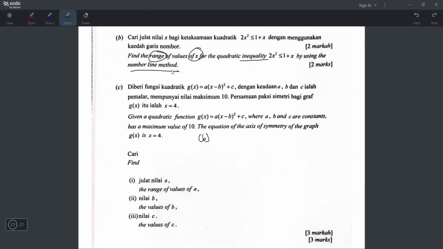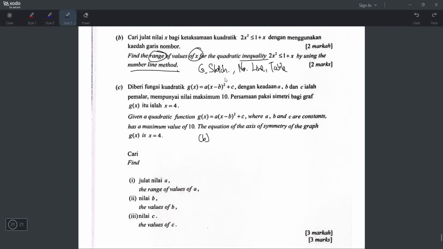So what is inequality? Dalam bahasa Melayu is called ketaksamaan. It's when your quadratic equation, they replace the equal sign with the smaller bigger sign. And when they replace with the smaller bigger sign, you have to use different method to solve it. And there's three method you learn. First one is the graph sketching method. And then second is the number line method lah. And then another one is the table method.